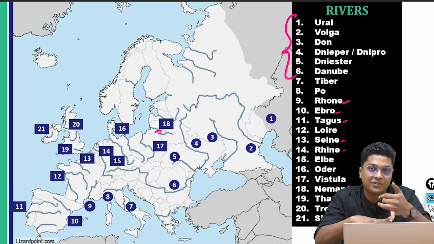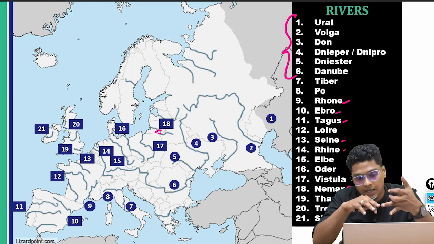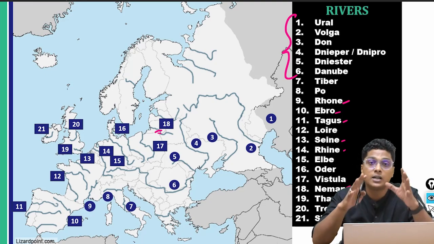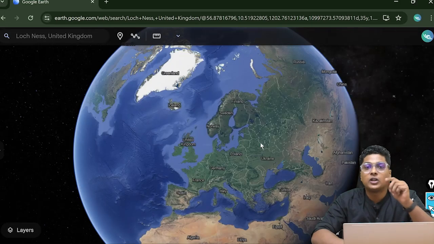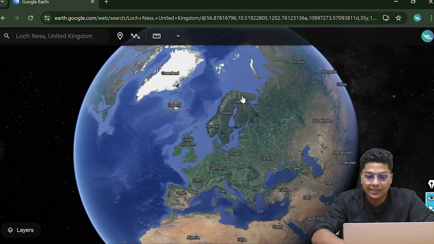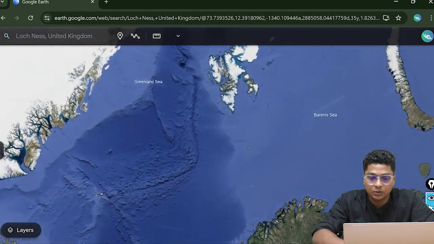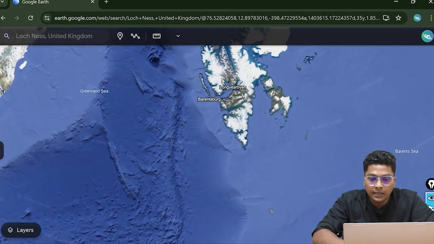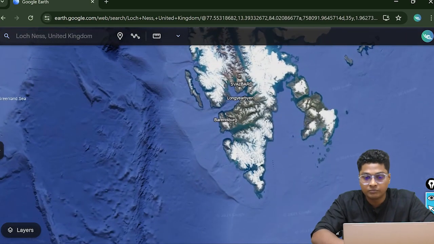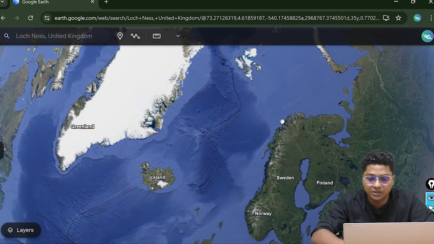So regarding the physical features, we have studied the mountain regions, the rivers, and the peninsula regions so far. Next, we'll talk about the major islands. You can see here the Scandinavian islands. This one here is called the Svalbard Islands, which is part of Norway. This is one of the northernmost extensions here.